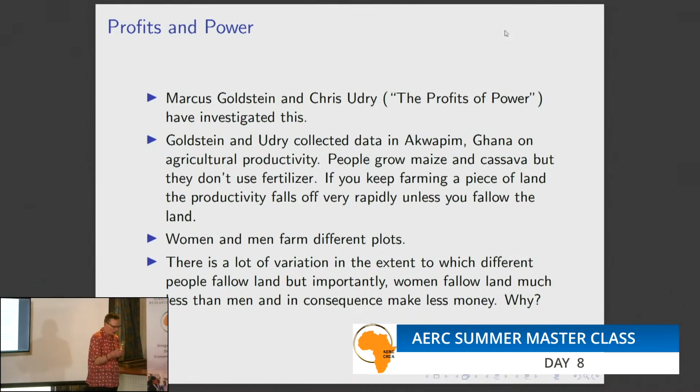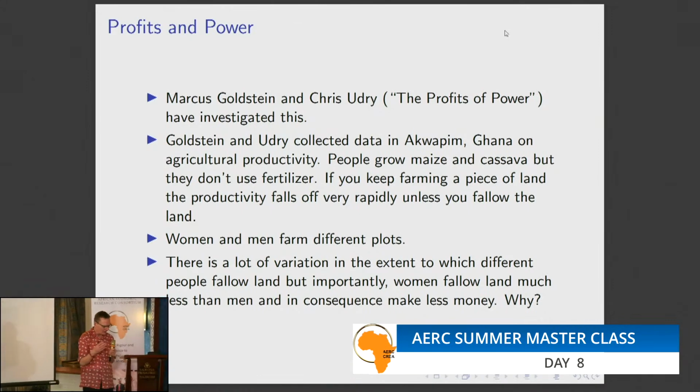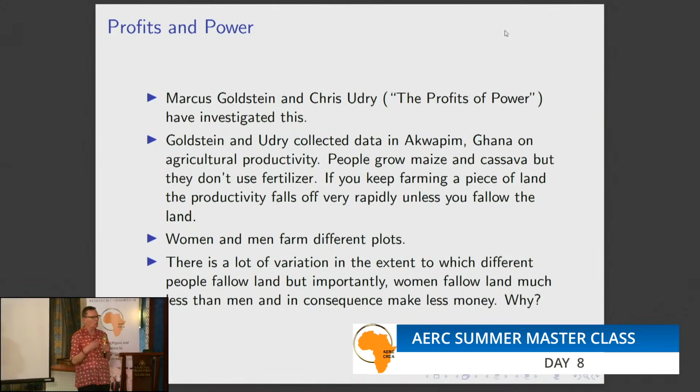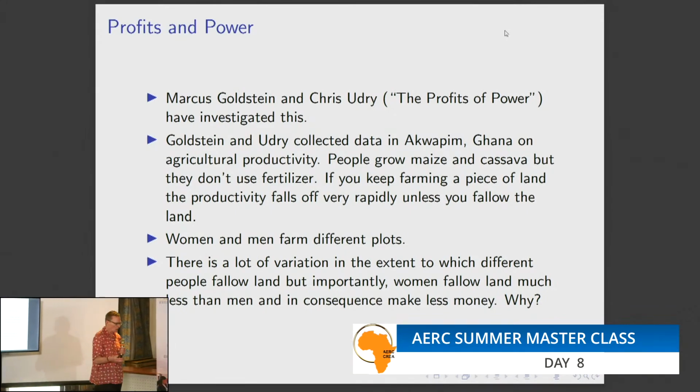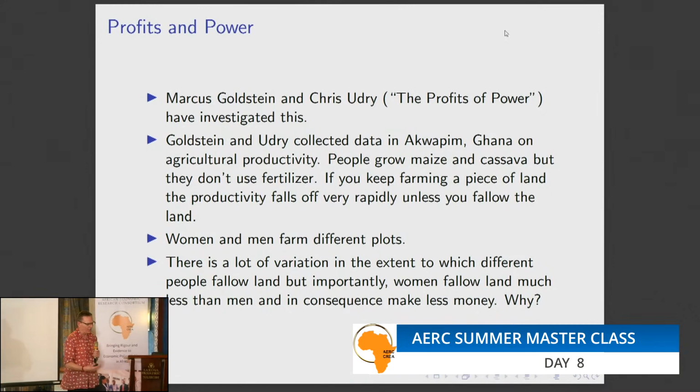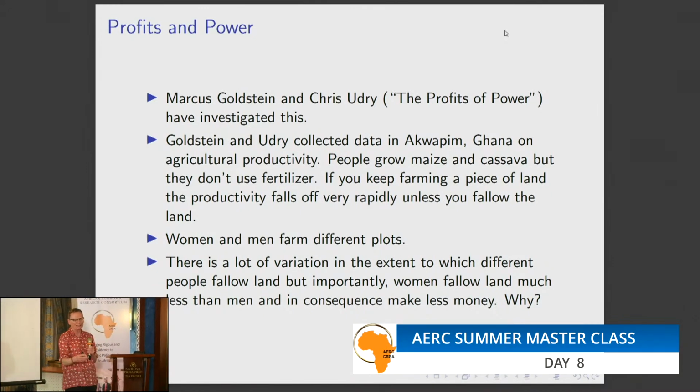If you grow maize and cassava and you don't use fertilizer, fallowing is very important in order to allow the land to recover. And there's a discussion of what's the optimal amount of time to fallow a plot before you start planting it again. It's maybe 6 or 7 years.